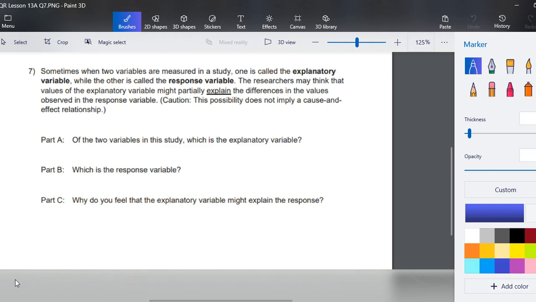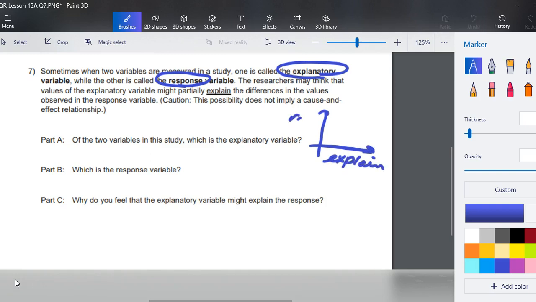Question 7 says sometimes when 2 variables are measured in a study, one is called the explanatory variable, while the other is called the response variable. And I like to go back to our X and Y, and one may explain, and the other may be the response.